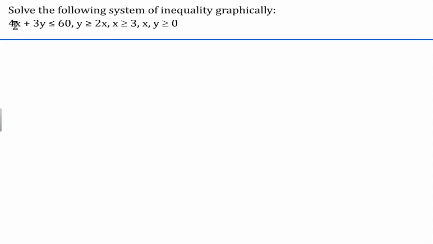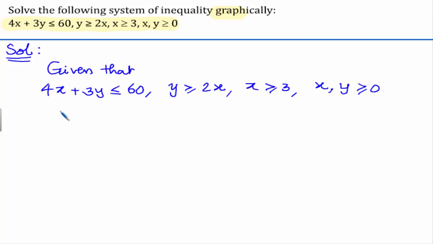In this question, we need to solve the given system of inequalities using the graph. Observe that there are 5 inequalities in this. Let us find out the solution for this. In this system, we have 4x plus 3y less than or equal to 60, y greater than or equal to 2x, x greater than or equal to 3. Here x and y are greater than or equal to 0.